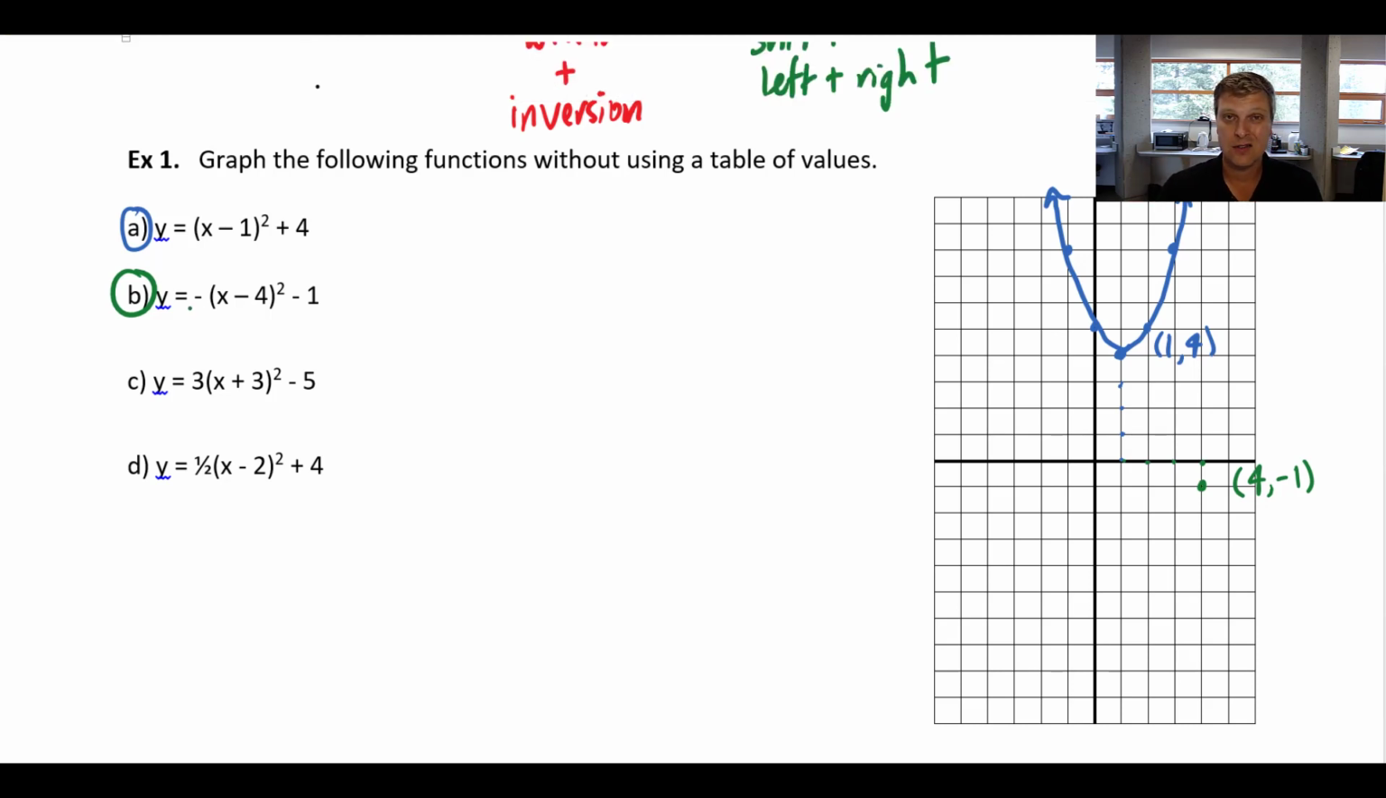Okay, now that I've got my vertex, I'm going to see if there's an inversion, which there is. There's a negative sign, so it's flipped upside down. And then there isn't any expansion because the number in front, A, is negative 1. So when I go over 1, I'm going to go down 1 squared, which is negative 1. And when I go over 2, I'm going to go down 2 squared, which is negative 4. Same thing to the left: over 1, down 1, over 2, down 4. And then I can fill in my curve.